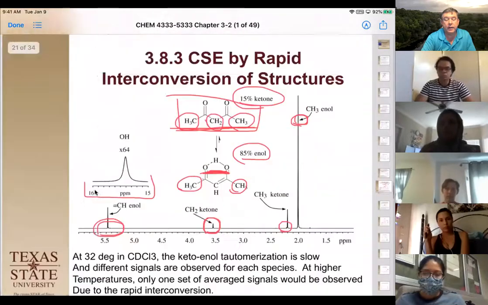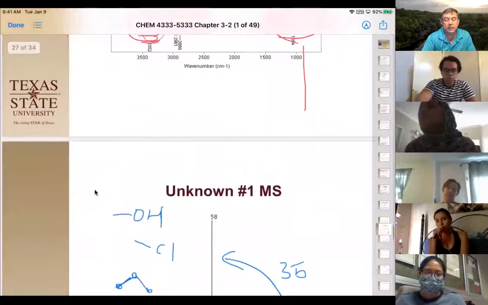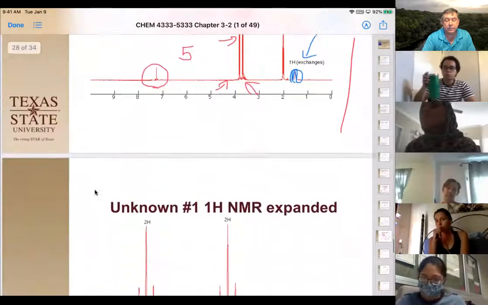The chlorine, both the 35 and the 37, I don't think either one are spin active. So we don't see them at all.